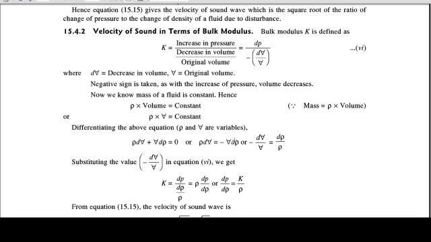That means rho into dV plus V into d rho is equal to 0. Rho into dV is equal to minus V d rho. Then we will get minus dV upon V is equal to d rho upon rho. Okay, so in the equation we will get the value of this term as d rho upon rho. So put it over here in equation 6. Then K will become dP upon d rho upon rho, which is equal to rho into dP upon d rho. So dP upon d rho is equal to K upon rho.